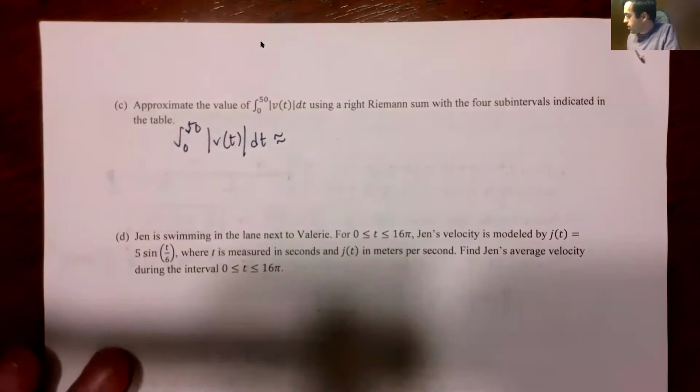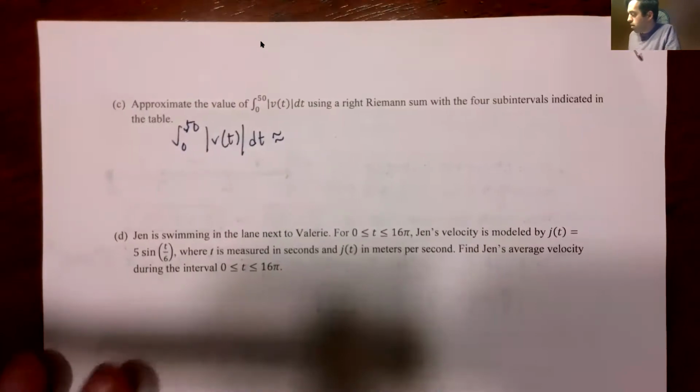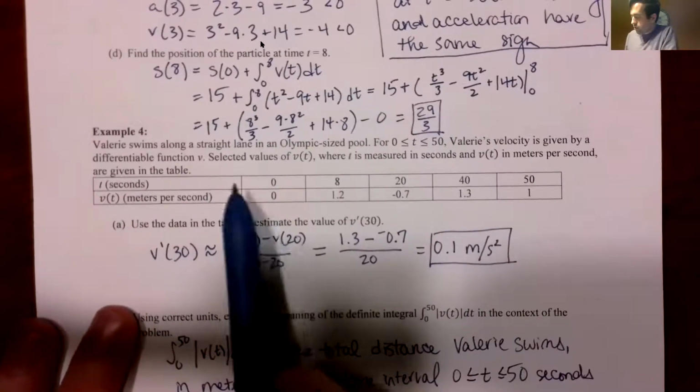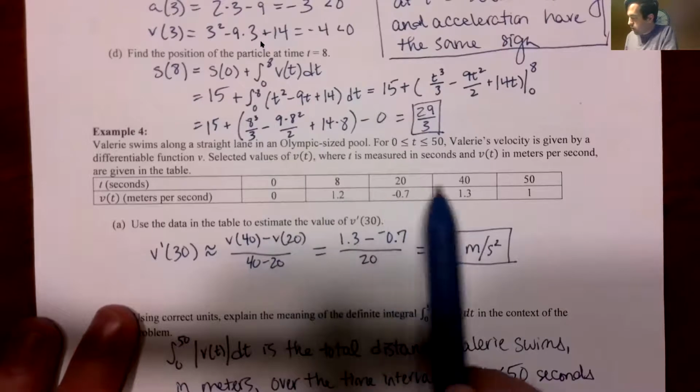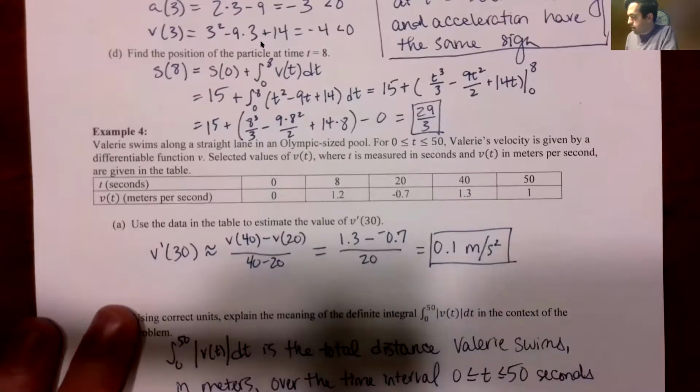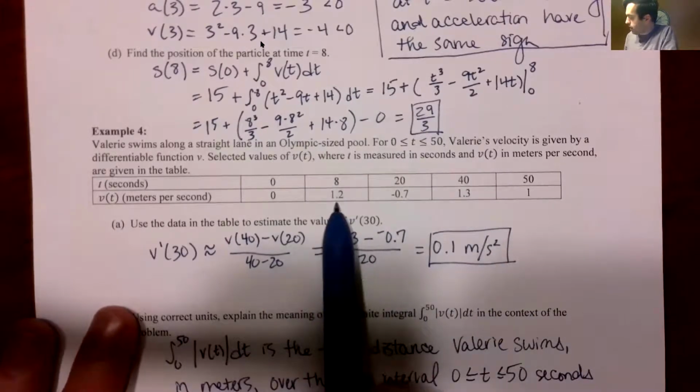And we're going to use a right Riemann sum. So if you look back at the table, what that means is we're going to go from 0 to 8, from 8 to 20, 20 to 40, and 40 to 50. And each time we're going to use a right endpoint as the height of the bar for the Riemann sum.